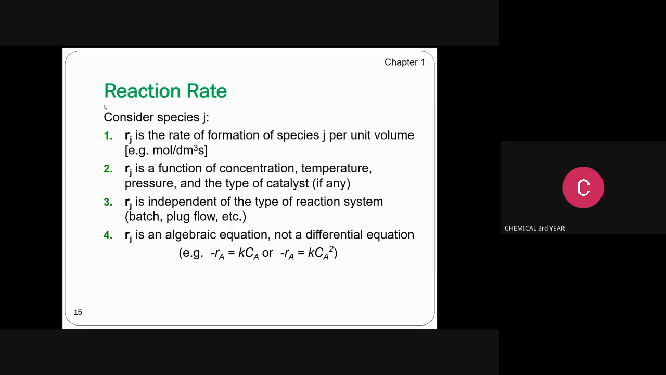RJ is the rate of formation of species J per unit volume. And then point two. Likewise, read the other 3 points. I will join in a minute.